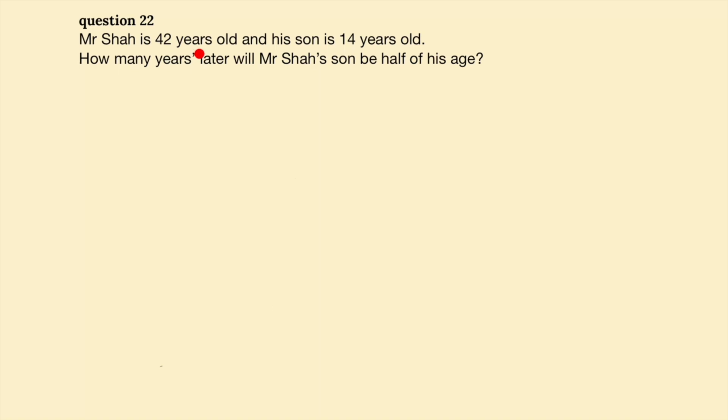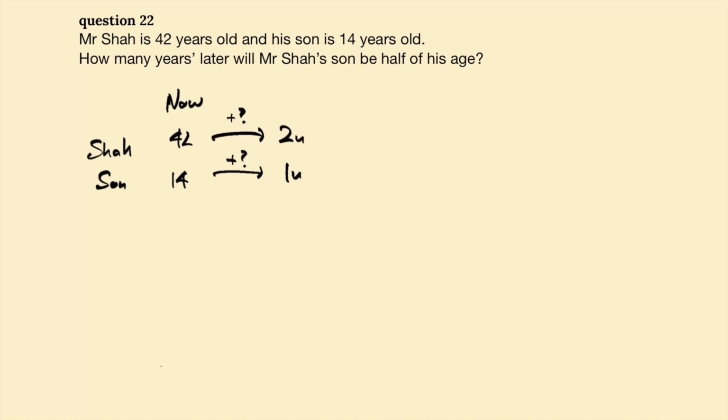Mr. Shah is 42. The son is 14. We know the age difference right now. How many years later in the future will the son be 1 unit and Mr. Shah be 2 units? Right, basically half, right? So the diagram looks like this. Shah will be 2 units. Son will be 1 unit. But the difference here will remain the same as the difference here.